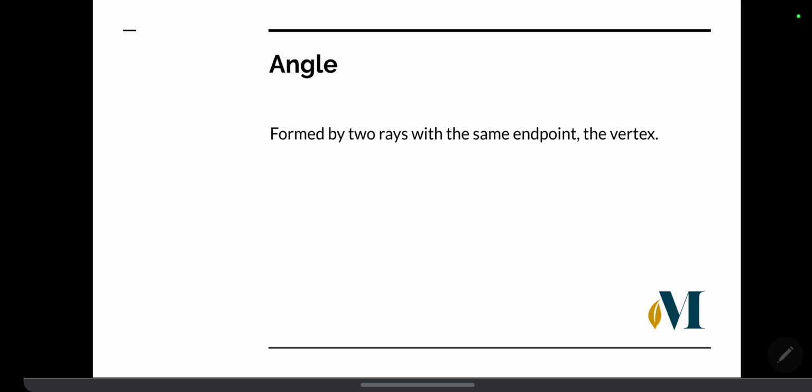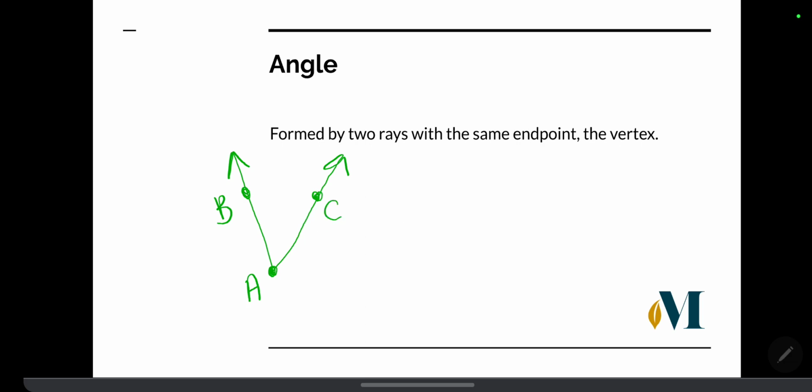Okay, and now an angle. So an angle is formed by two rays that have the same endpoints. Okay, and this endpoint is actually their point of intersection. So it will be the vertex. All right, so let's form this out here. We're going to have two rays. Okay, AB, ray AB. And we're going to have another ray at the same endpoint A, and then another point on this ray would be C.